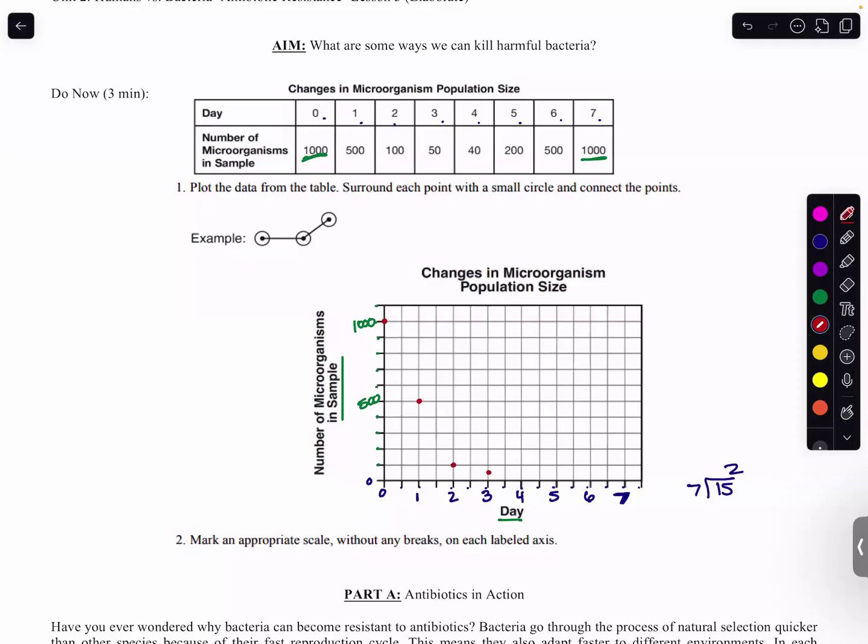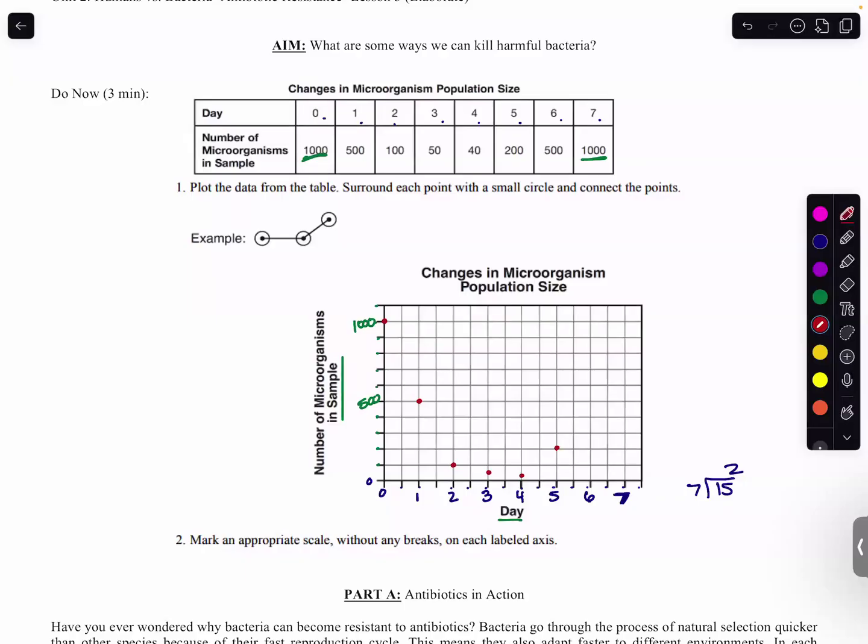For 4, it's 40, which is going to be slightly lower than 50, obviously, but definitely above 0. And then at 5, we now see that the number of microorganisms in the sample has risen on day 5 to 200. So it took a harsh dip and dive, and now we see that the population size is starting to increase over time as well.